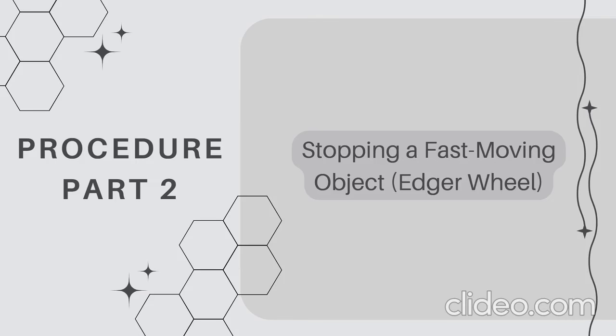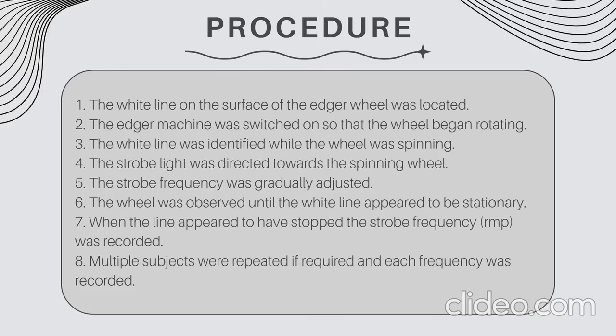The second part of the procedure was stopping a fast-moving object, the edger wheel. Firstly, the white line on the surface of the edger wheel was located, and the edger machine was then switched on so that the wheel began rotating. The white line was identified while the wheel was spinning. The strobe light was directed towards the spinning wheel, and the strobe frequency was gradually adjusted. The wheel was observed until the white line appeared to be stationary. When the line appeared to have stopped, the strobe frequency was recorded. Multiple subjects repeated this if required, and each frequency was recorded.